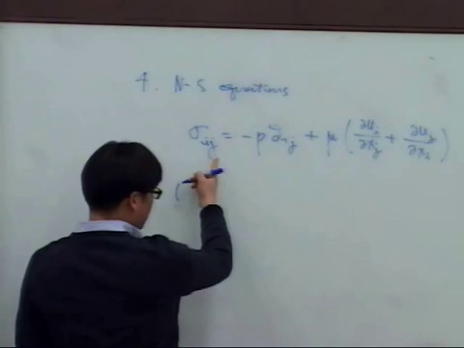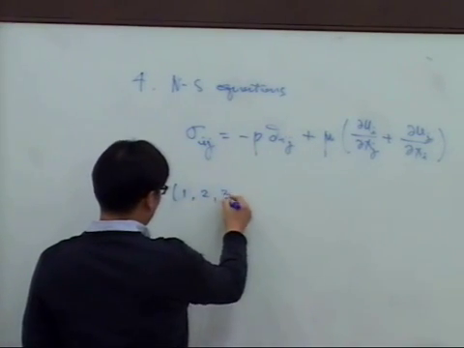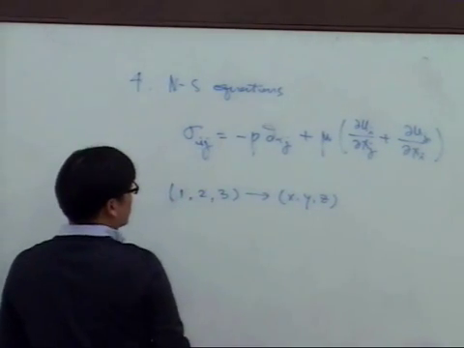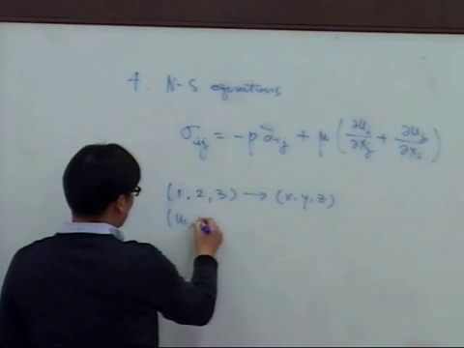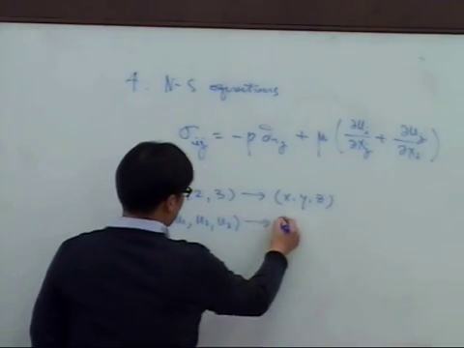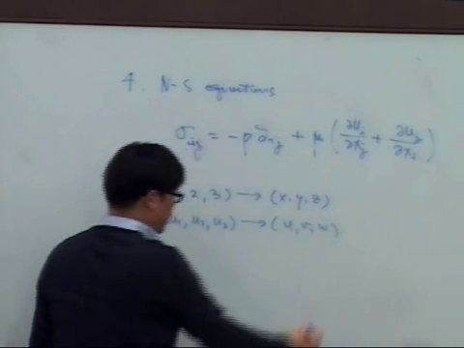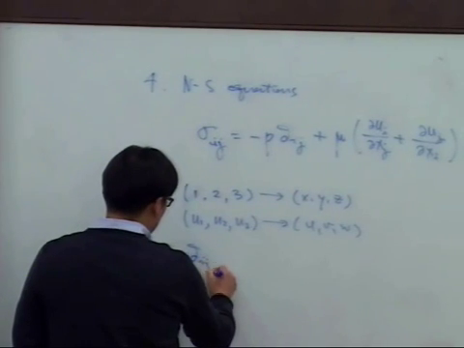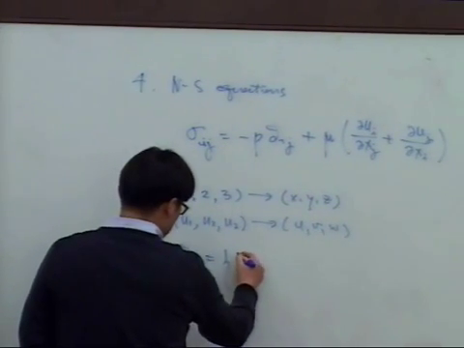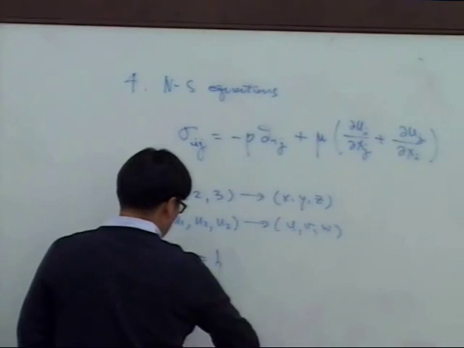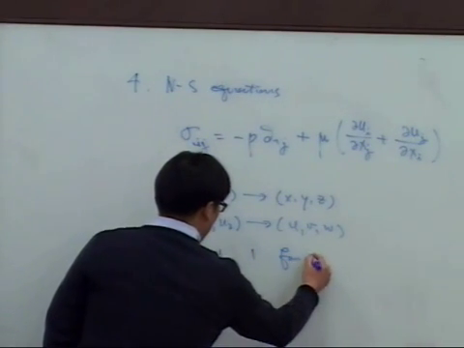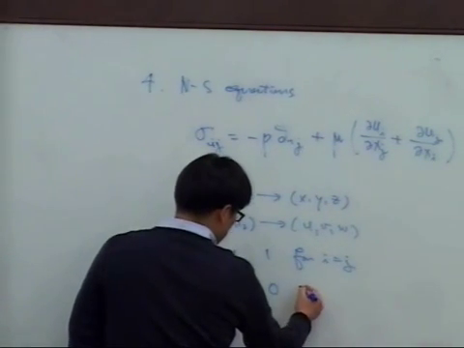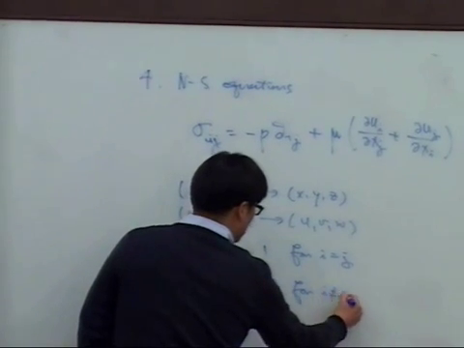For example, ij. These are the numbers, and if you have 1, 2, 3, this corresponds to x, y, z. Okay, and then when you have u1, u2, u3, these are the u, v, w in the Cartesian coordinates. Okay, and delta ij is a notation which is equal to 1 for i equal to j. So if i is equal to j, then it's 1. Otherwise, it's 0. Okay.